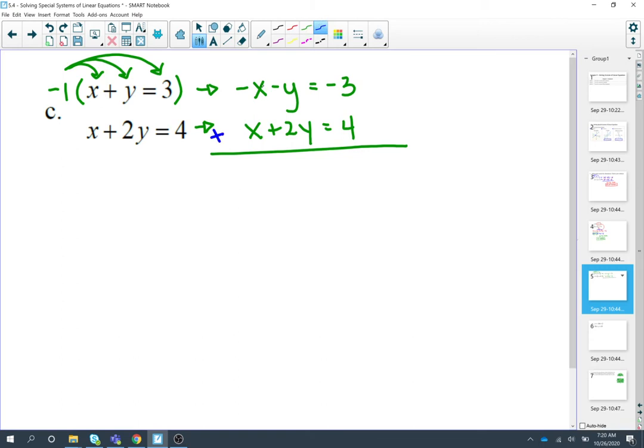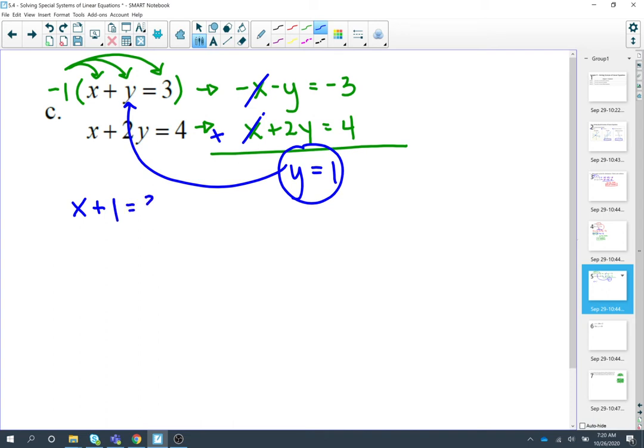When I add, a negative x plus an x is 0. A negative y plus a 2y is a positive y equals negative 3 plus 4, which is 1. Well, at this point, I still have a variable, and this actually says y equals 1, so I'm going to take it and substitute it back in. I'm going to choose to substitute it in the first one. Again, it does not matter. I'm just choosing that. So I'm going to have x plus y, which is 1, equals 3.